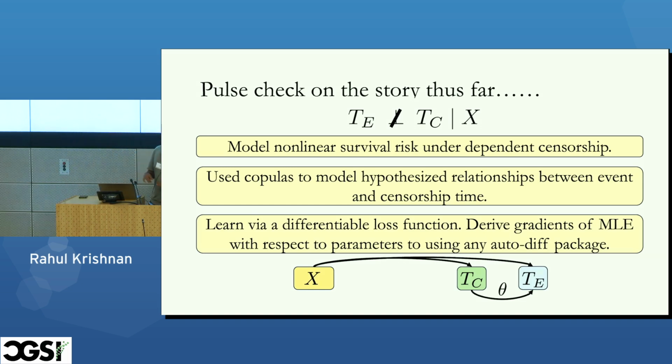And so just as a pulse check on the story so far, we wanted a model of nonlinear survival risk that worked under dependent censorship. We used copulas as a mechanism to induce dependence on hypothesized relationships between event and censorship time. And doing so leads to a loss function that is differentiable, and we can use standard autodiff packages to take gradients with respect to the parameters of the model that we have.